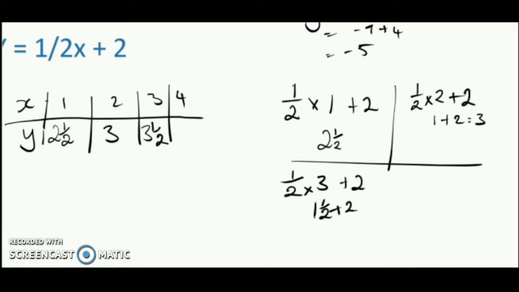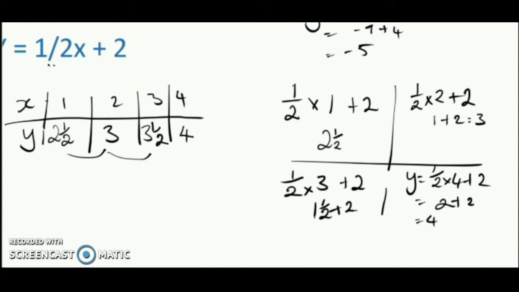And we can see what's happening. Half is the multiplier, half is the constant difference. Plus a half, plus a half. The fourth one will be 4. Let's double check. Y is equal to a half times 4 plus 2. A half of 4 is 2. 2 plus 2 is in fact 4, as we guessed.